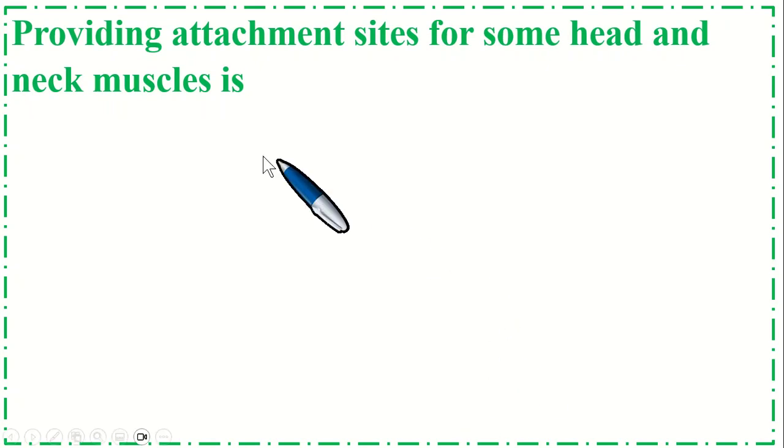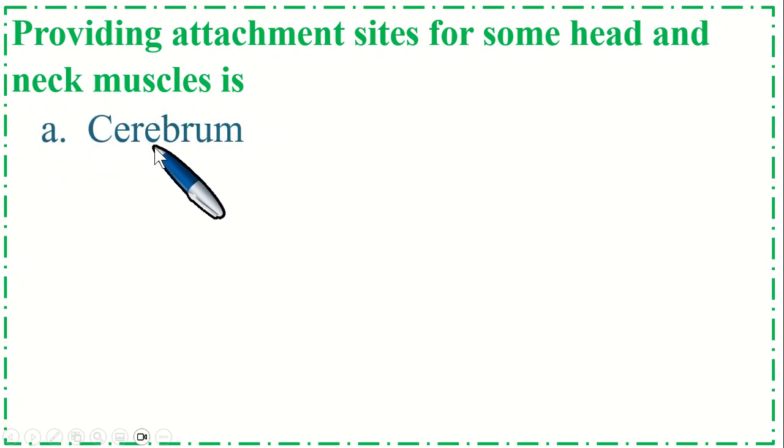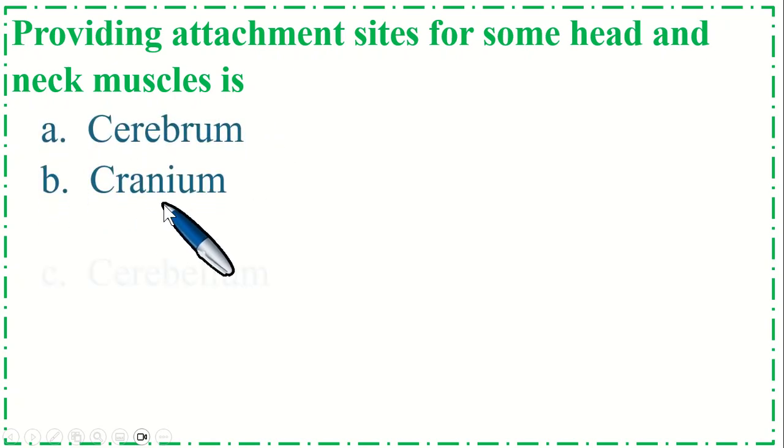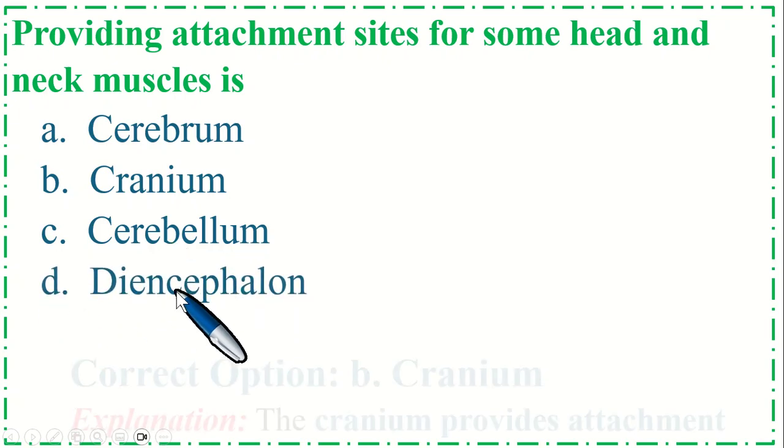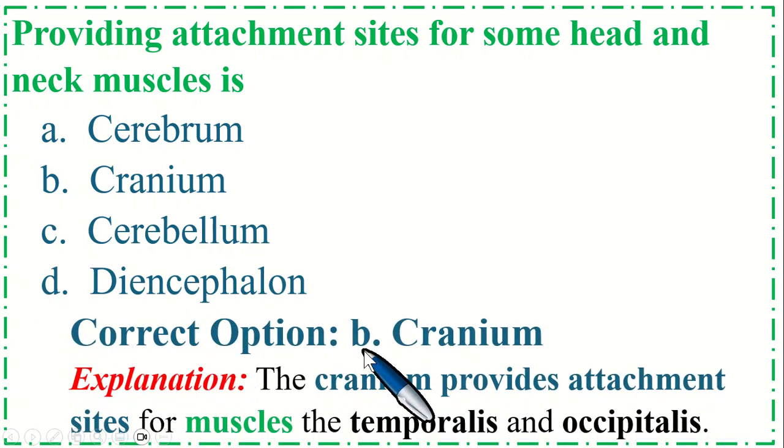Dear students, this is a very important MCQ. Providing attachment sites for some head and neck muscles is option A cerebrum, B cranium, C cerebellum, and option D diencephalon. So the correct option is B cranium. The cranium provides attachment sites for muscles such as the temporalis and occipitalis.